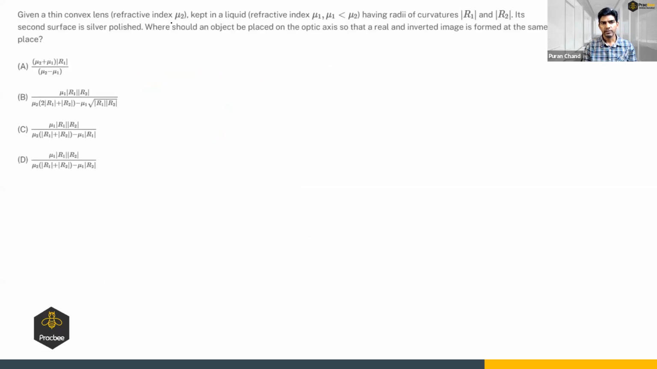Given a thin convex lens of refractive index mu2 kept in a liquid of refractive index mu1, and we have given mu1 is less than mu2, having radii of curvature r1 and r2, its second surface is silver polished. Where should an object be placed on the optical axis so that the real and inverted image is formed at the same place? Okay.